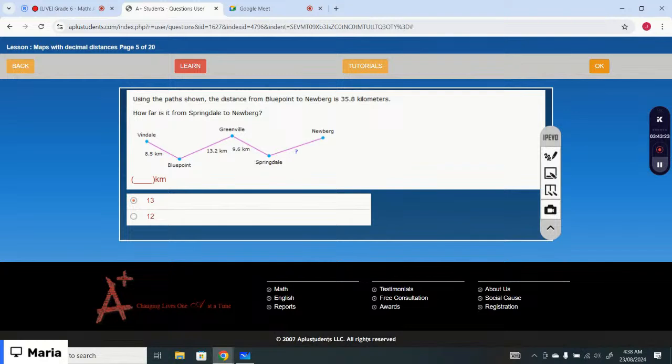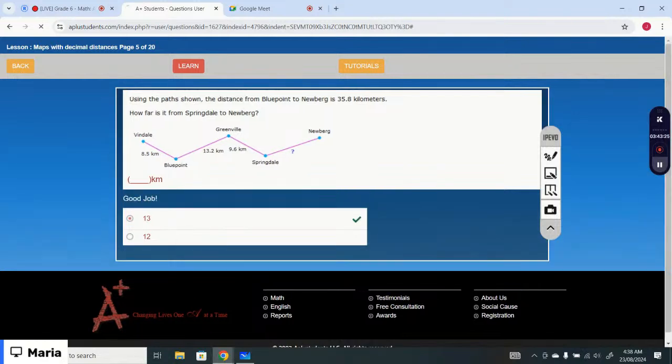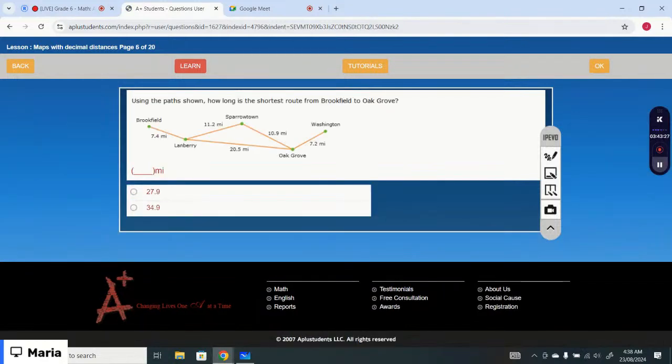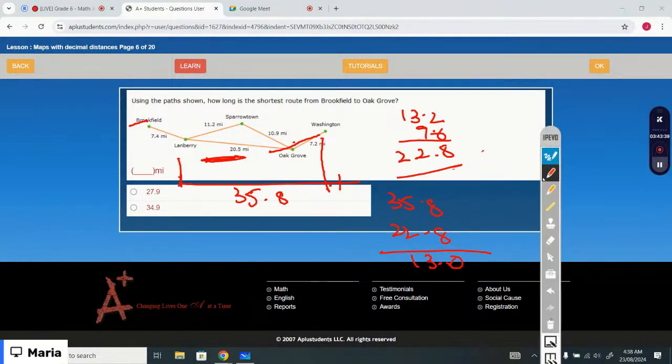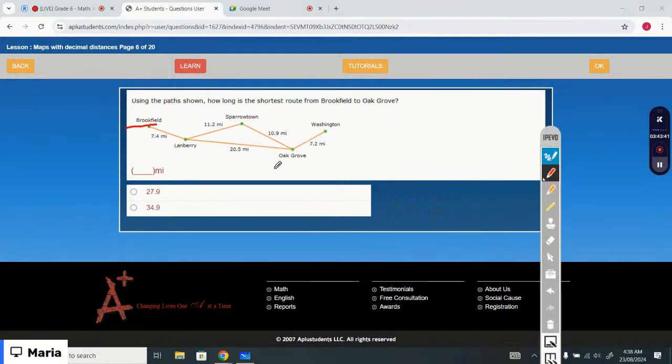Okay, using the path shown, how long is the shortest route from Brookfield to Oak Grove? So you have to go from Brookfield to Oak Grove. You have to find the shortest distance. Here is Brookfield and here is Oak Grove. You can go two ways. You can go from Brookfield to Lanbury and then Oak Grove, and the other way is Brookfield, Lanbury, Sparrowtown, and then Oak Grove, right?